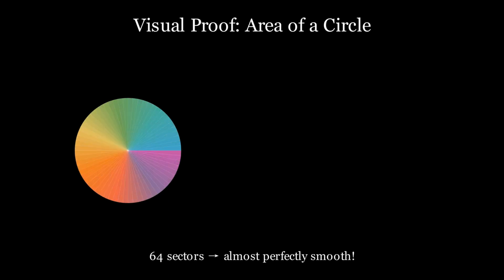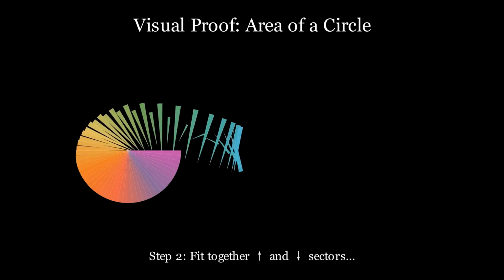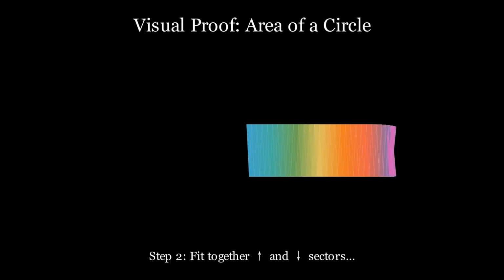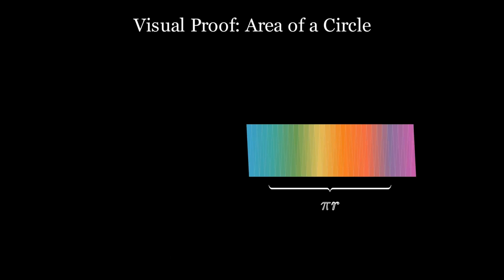Step 2. Let's fit together these sectors, facing up and down, to form a new shape. As the number of sectors increases, this shape approaches a perfect rectangle. The height of this rectangle is simply the radius, r, and the total width is exactly half the circumference of the circle, which is pi times r.